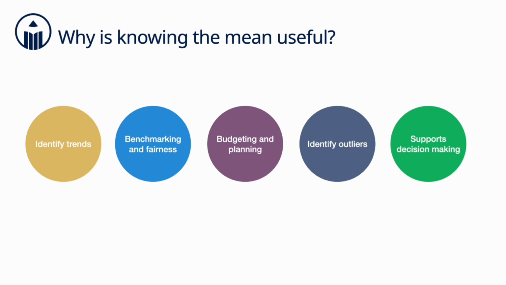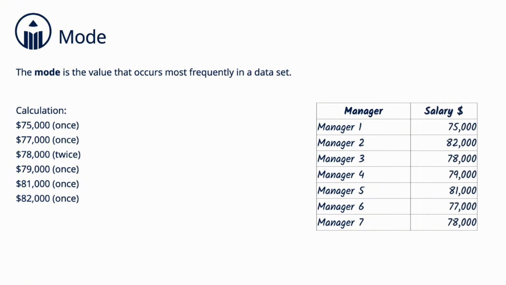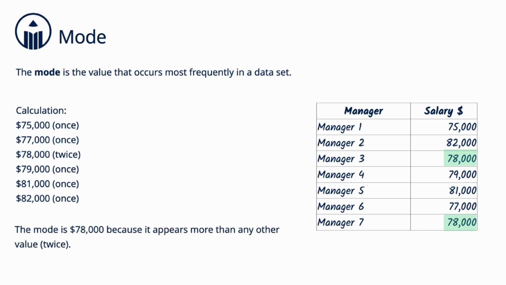Now that we've covered mean average, we will move to the mode. The mode is the value that appears most frequently in a data set. If we refer to the data set, we can see that the salary of 78,000 appears twice. Therefore, because it appears more than any other value, 78,000 is the mode.